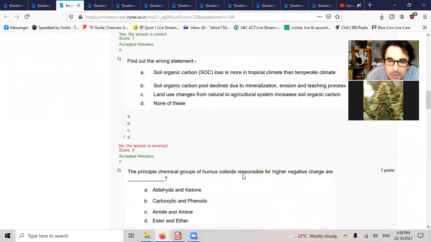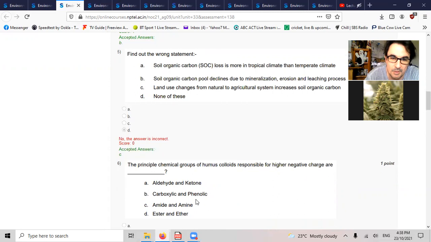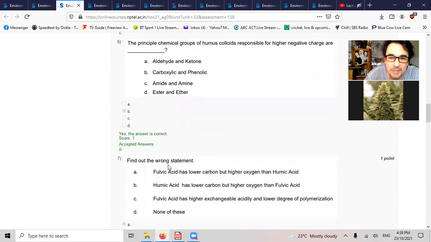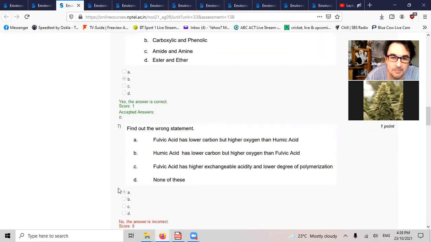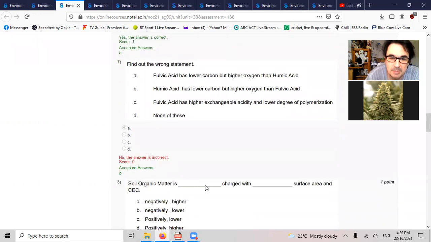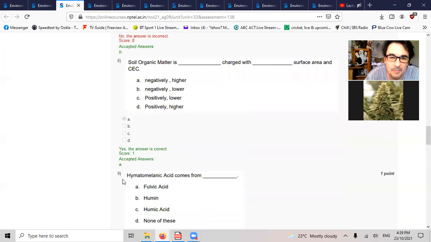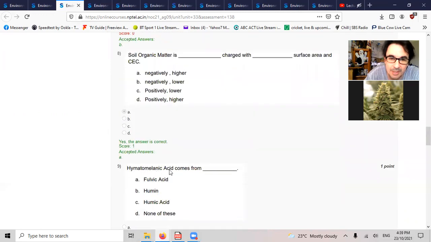Principal chemical groups of humic colloids responsible for high negative charges are carboxylic and phenolic. Find out the wrong statement. Fulvic has a lower carbon. Humic has a lower carbon than fulvic. Yes, humic has a lower carbon than fulvic. B. Yep. Soil organic matter is negatively charged, and it's got a high surface area and CEC. So I'll go negative and higher, A. Yep. Hymatomelanic acid comes from humic.